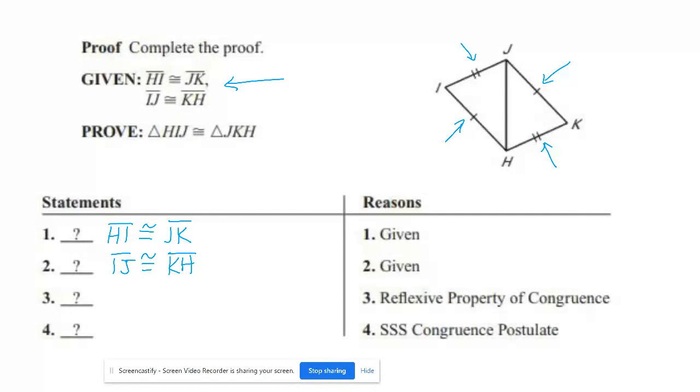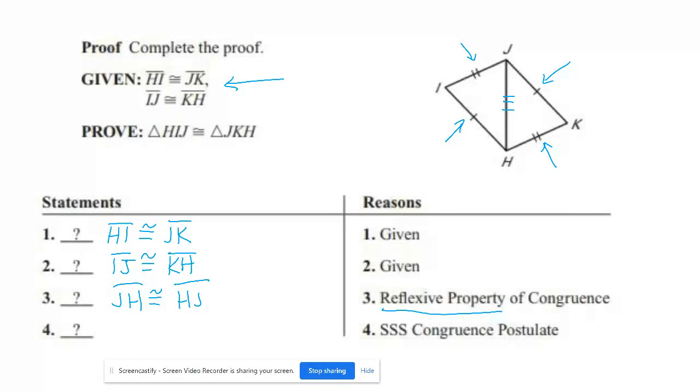So we look at the diagram. Is there some part of these triangles that is part of both triangles? And what we've got here in the middle is this line segment JH or HJ, and it's part of both triangles, and it has to be congruent to itself because of the reflexive property. So what we would say is, and what I'm going to do here, you don't necessarily have to always do it this way, but to be consistent with the congruency statement, I'm going to say JH is congruent to HJ.